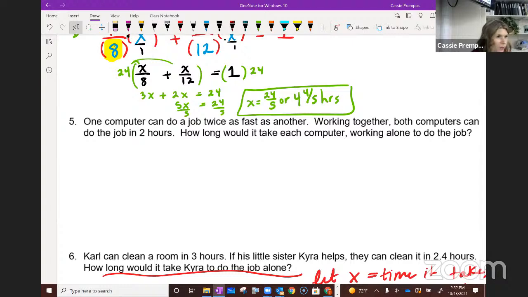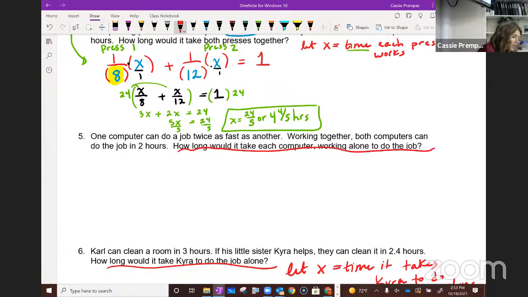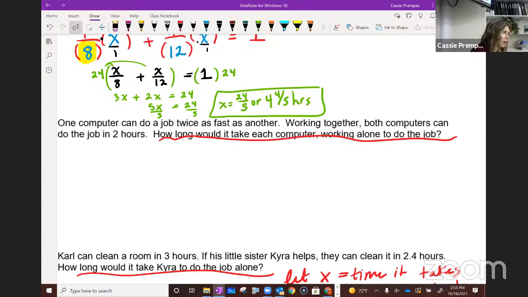All right, let's go back to number 5. Number 5, one computer can do a job twice as fast as another. Working together, both computers can do the job in 2 hours. So we know right now how long each of them are working. How long would it take each computer working alone to do the job? You guys know how I like to start. I start at the end to see what I am solving for. So we're looking at how long it would take each computer working alone to do the job.